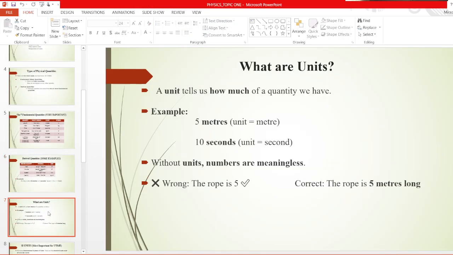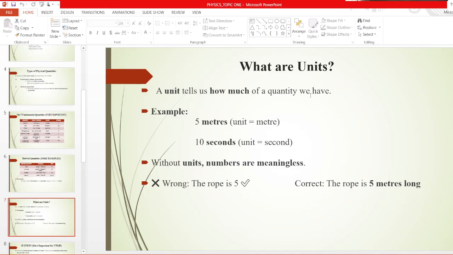What are units? Is the next thing. I told you that we are trying to look at the syllabus for JAM, where they actually center their questions on. What are units? A unit tells us how much of a quantity we have.